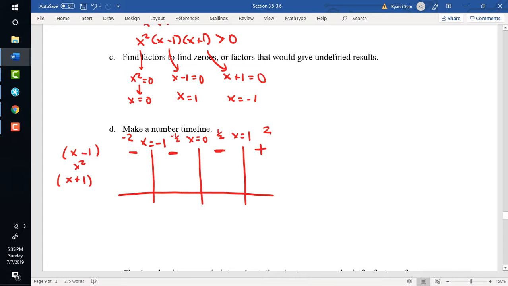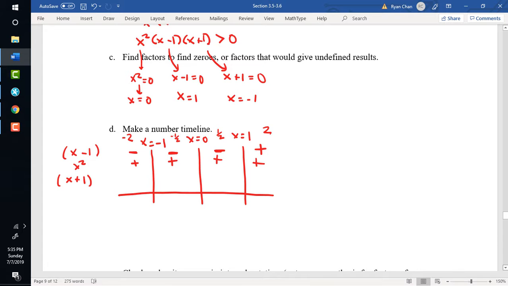-2 squared is +4, so that's positive. -1/2 squared is +1/4, which is positive. 1/2 squared is 1/4, which is also positive. And then 2 squared is 4, which is positive. Okay.